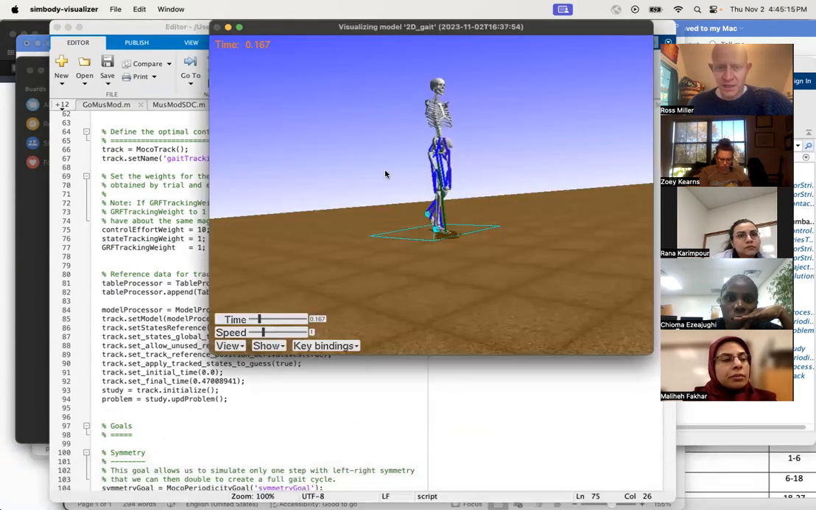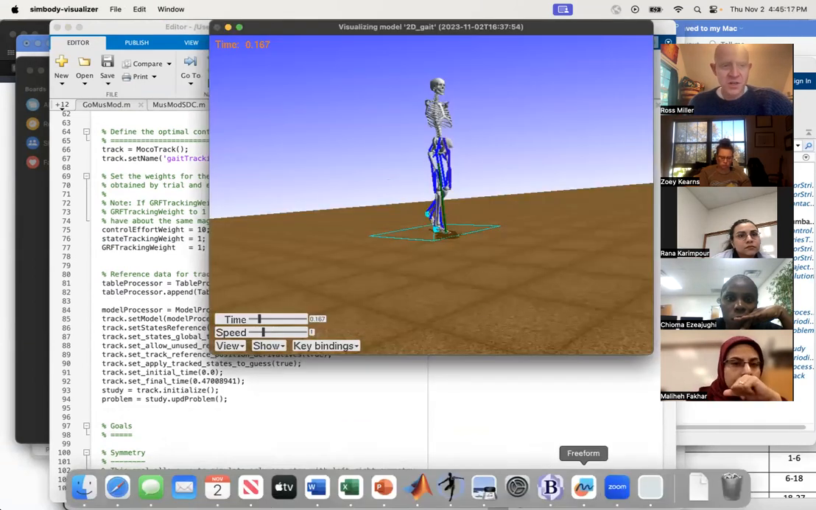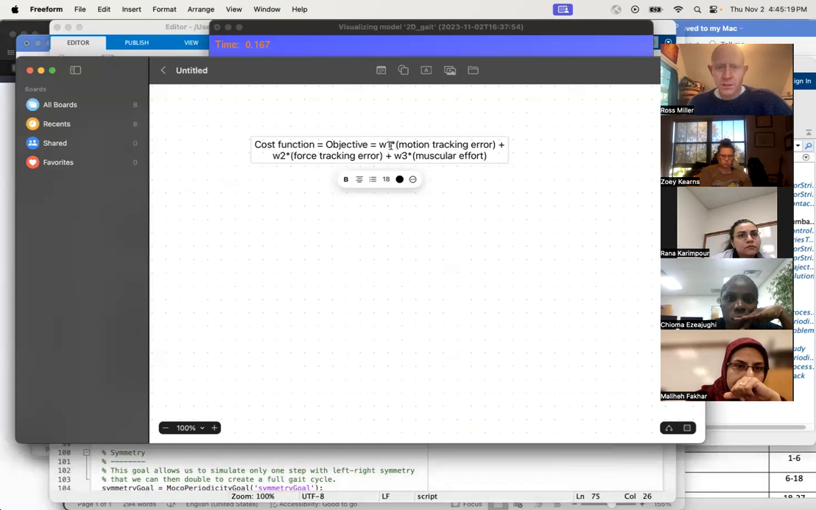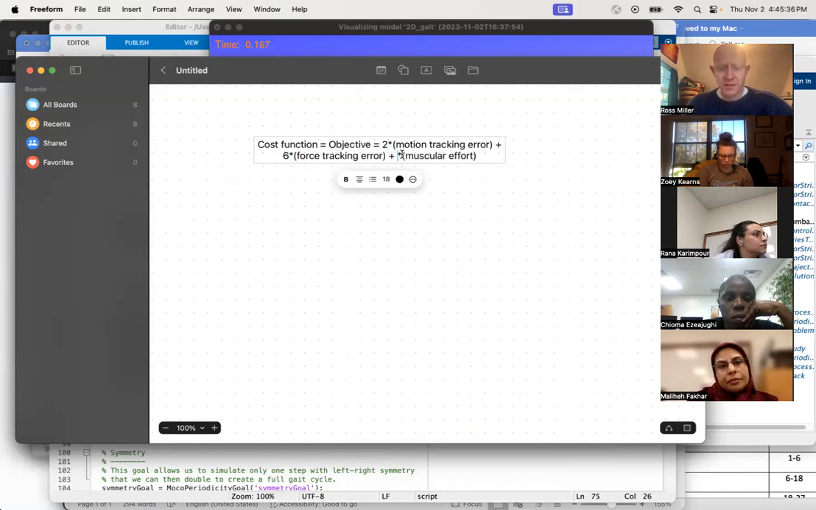Okay, so that would be saying, if I go back to my cost function here, the motion error gets a weight of 1, force error gets a weight of 1, muscular effort gets a weight of 10. Why those values, right? Why not 2 and 6 and 37? Where did the 2 and the 1 and the 1 and the 10 come from? This is just a demonstration, just an example code to start with.